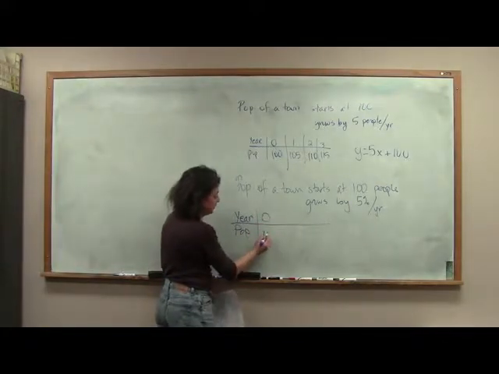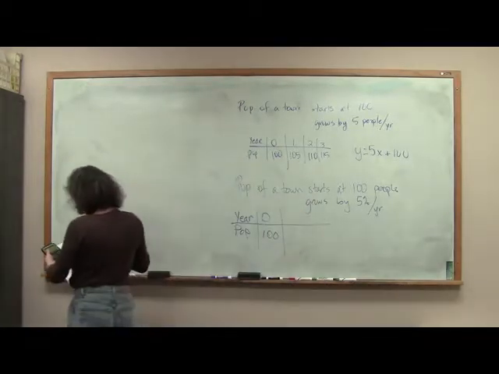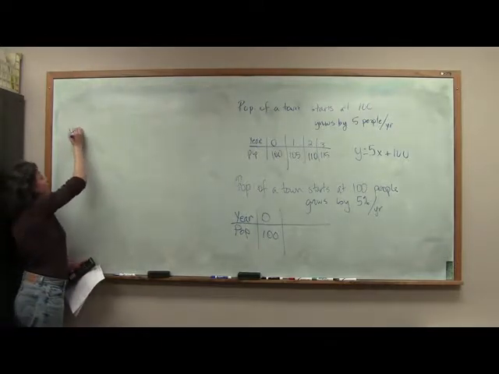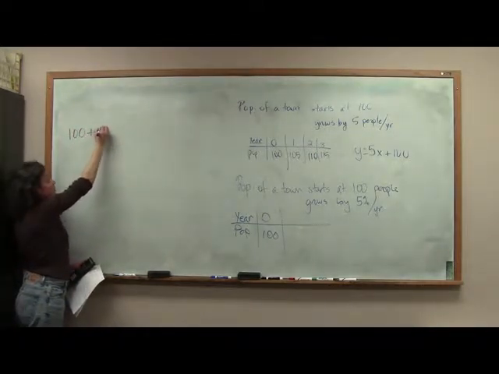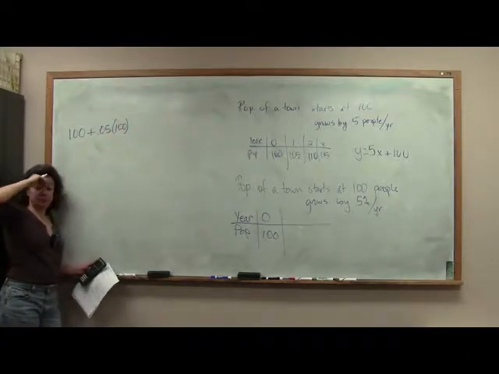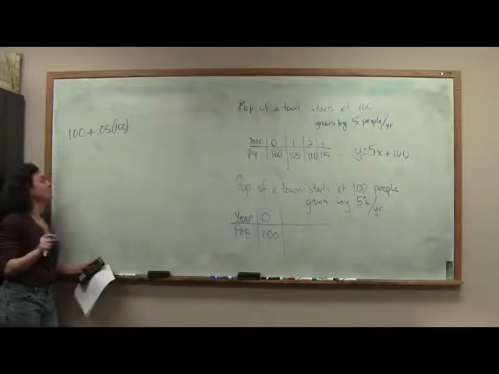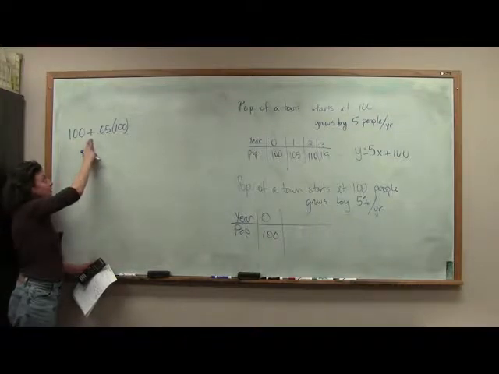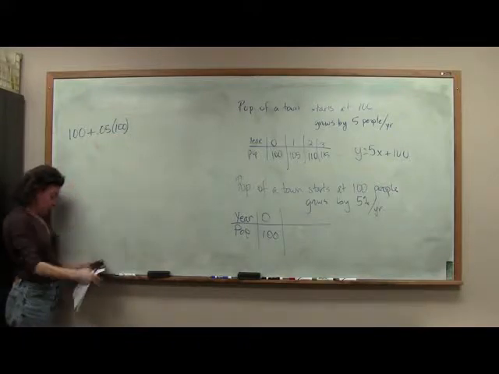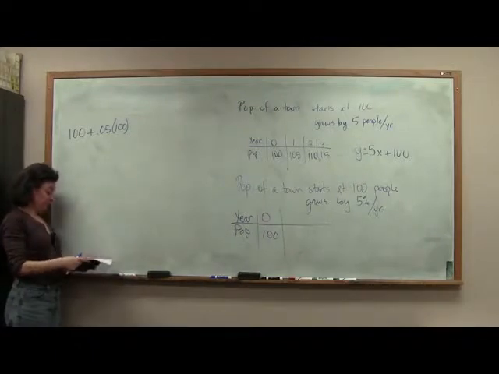Okay, in year 0, yeah, we still have 100 people. Okay? Now, what happens after 1 year? Well, we have 100 people and it's increasing by 5% of those 100 people. Right? If it increases by 5%, remember, of means multiply. So it's 100 and then it's increasing by 5% of that 100. Okay? Now, in practice, you won't be doing this, but let me show you something.